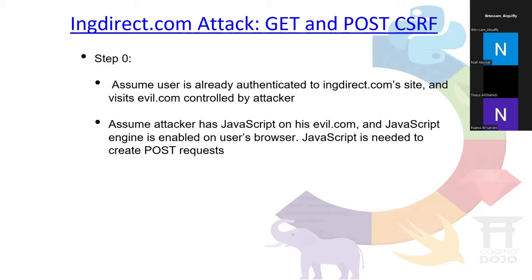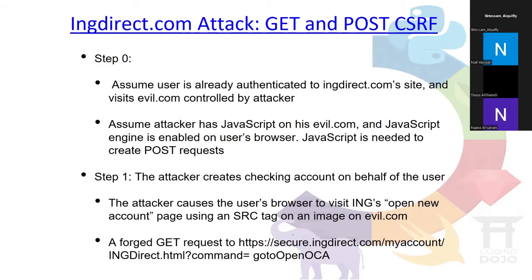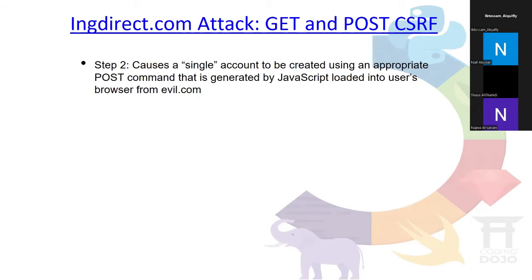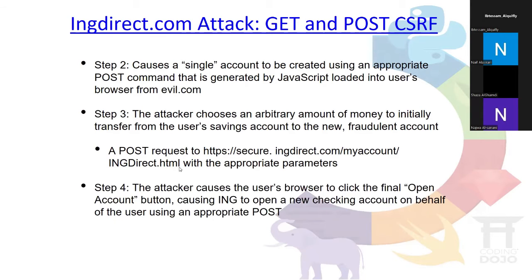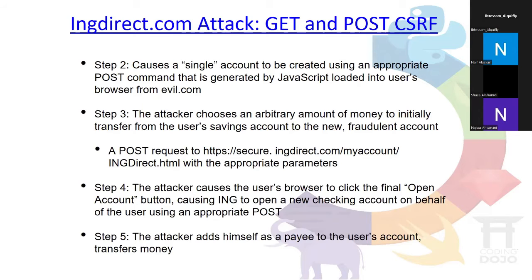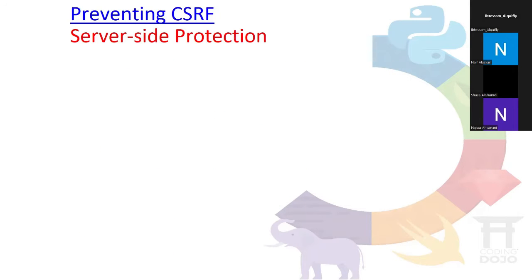Okay, how was it done? Again, these are the same steps that we have just talked about. They managed to open an account, and then once they opened the account, they stole someone's money and transferred it to this open account. Finally, they managed to even post a request to this secure my account at ING Direct, and then transfer the money. So if you guys have time, please read all this story.